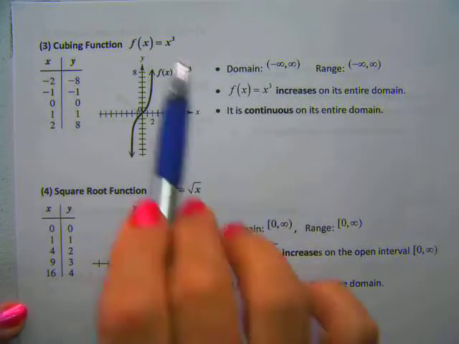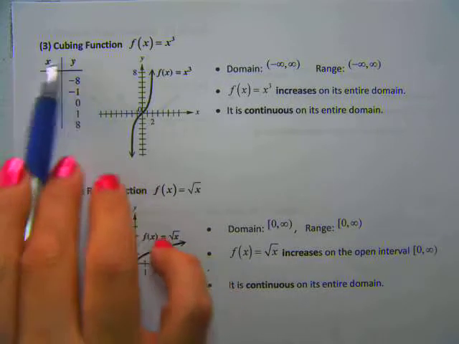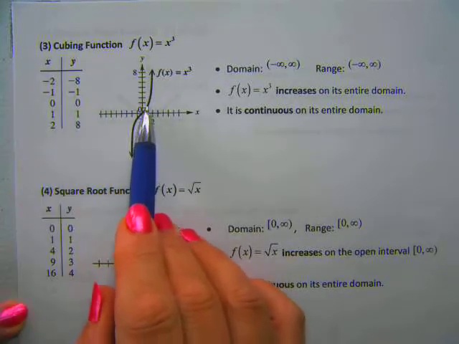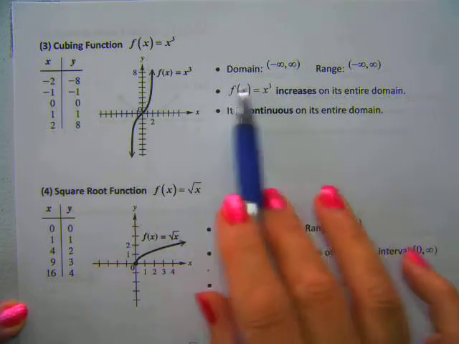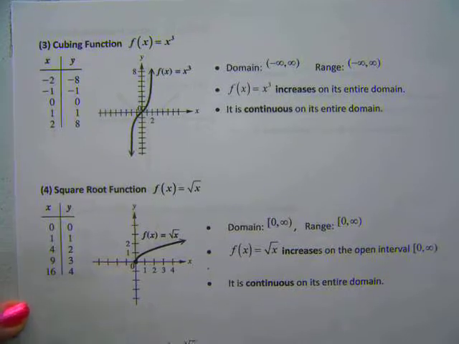We have the cubing function, and these are the points we need: 0, 0, 1, 1, 2, 8, and the opposite, negative 1, negative 1, negative 2, negative 8. These are the domain and range, increasing, decreasing.